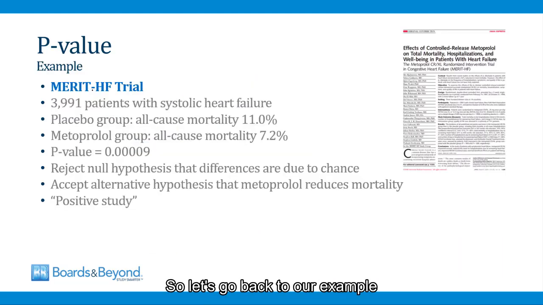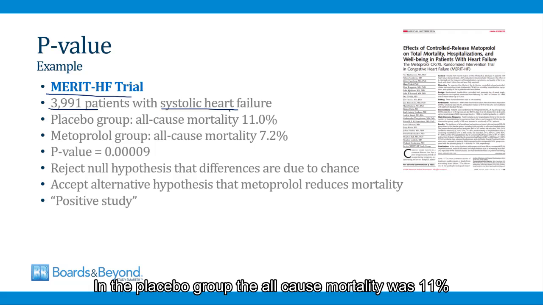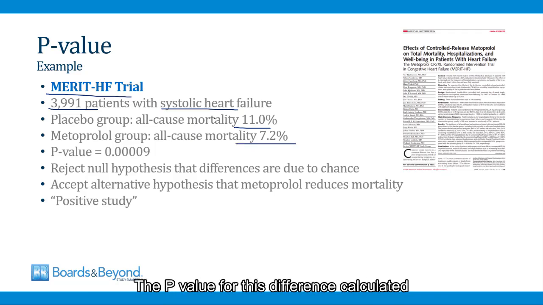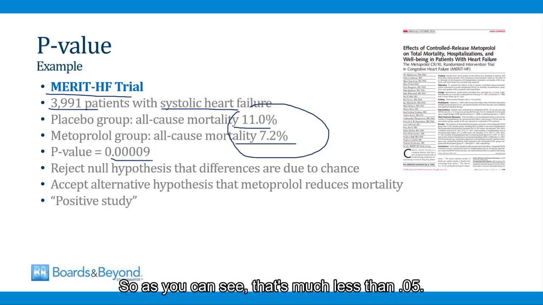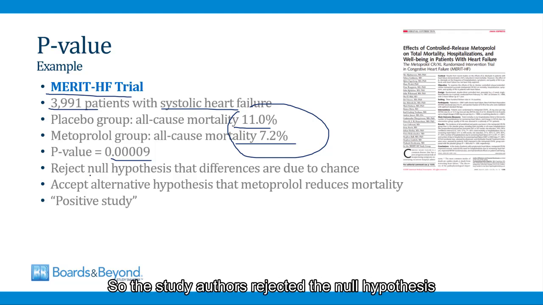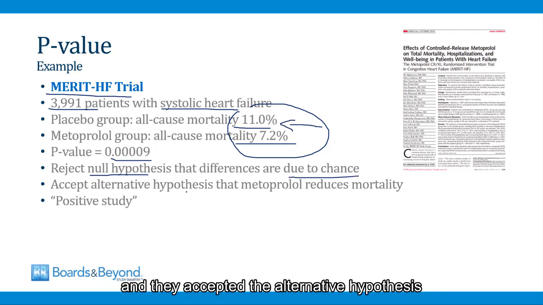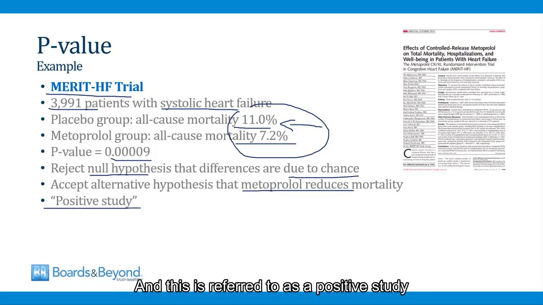So let's go back to our example of the MERIT heart failure trial with about 4,000 patients with systolic heart failure. In the placebo group, the all-cause mortality was 11%, and in the metoprolol group, the all-cause mortality was 7.2%. The p-value for this difference calculated based on the data from the patients was 0.00009. So as you can see, that's much less than 0.05. So the study authors rejected the null hypothesis that this difference in outcomes was due to chance, and they accepted the alternative hypothesis that metoprolol reduces mortality. And this is referred to as a positive study that finds a positive benefit of a drug.